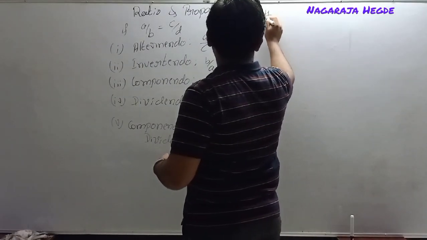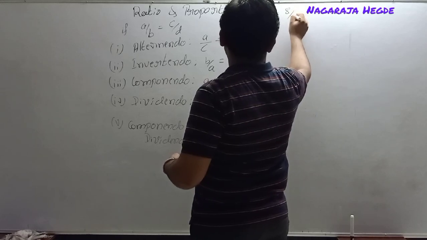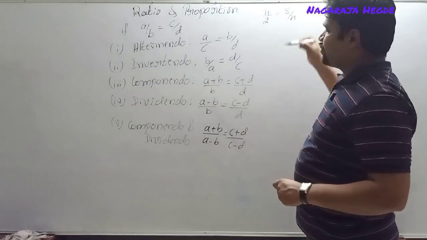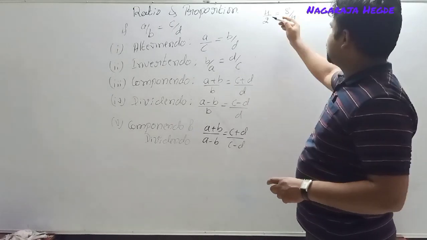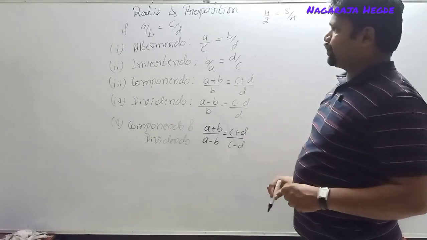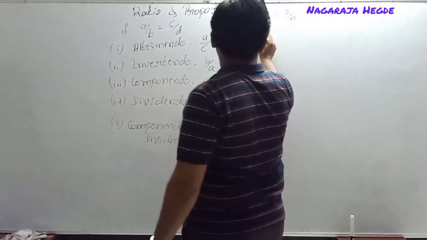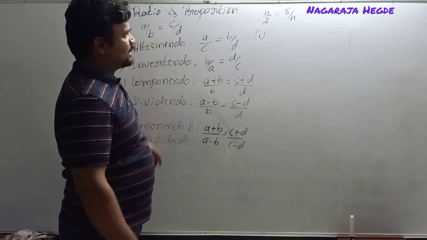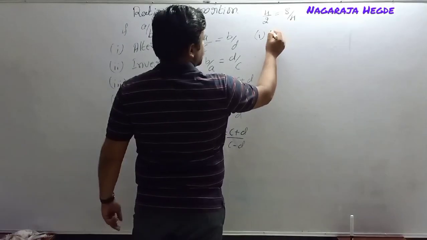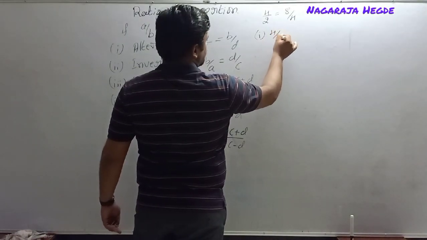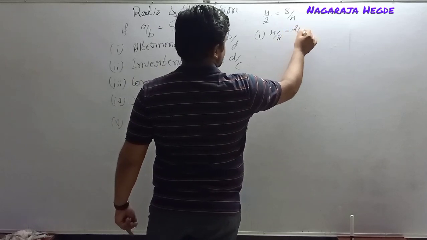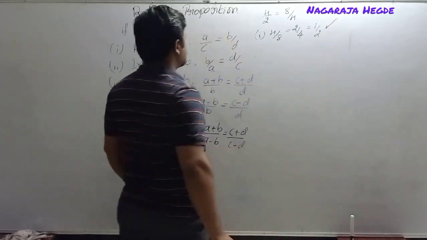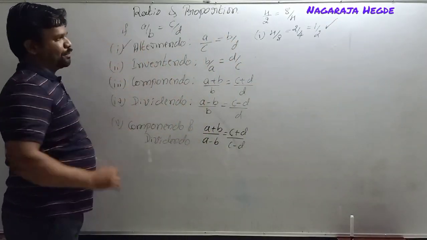We know that 4 by 2 is always the same as 8 by 4. Correct? 4 by 2 is 2. Even 8 by 4 is also 2. So we can say that 4 by 2 equals 8 by 4. Let us verify the first one. What we did here: B and C are interchanged. So now interchange 2 and 8. Can we say that 4 by 8 is the same as 2 by 4? Yes, it's the same. It is 1 by 2. So alternando is verified.